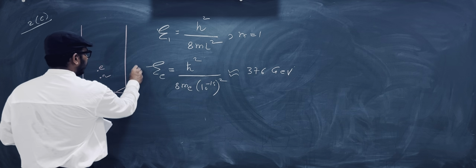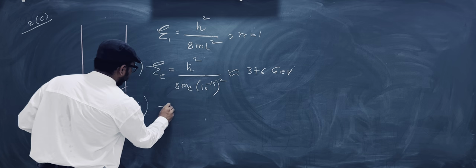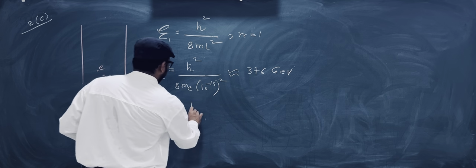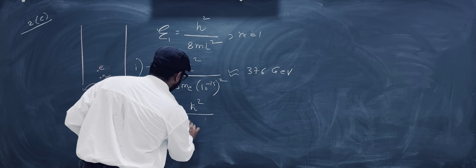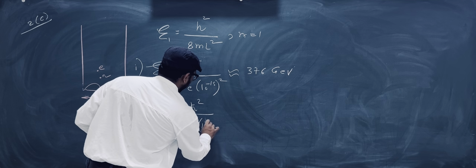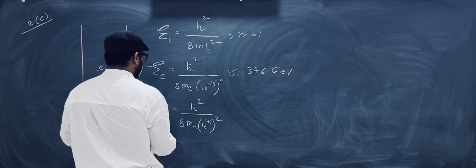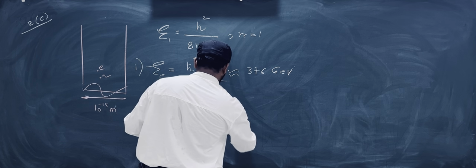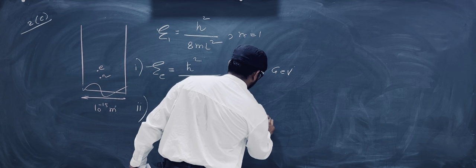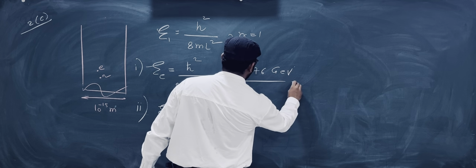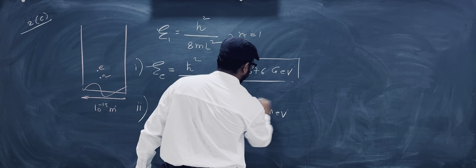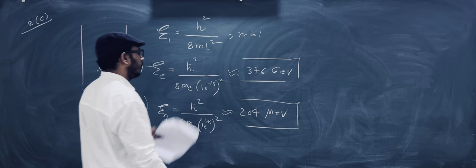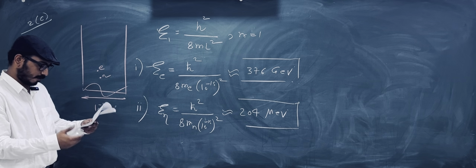And the part 2 is we have to find the energy for the neutron. This will be h square over 8 times the mass of the neutron times (10 to the power minus 15) square. This will come out to be around 204 mega electron volts. So these are the two answers. This was asked for 15 marks, very easy.